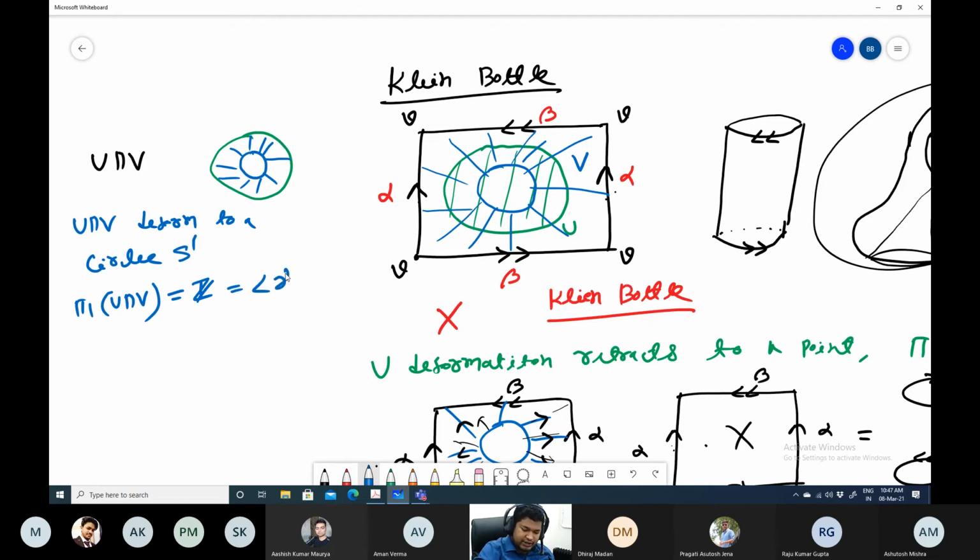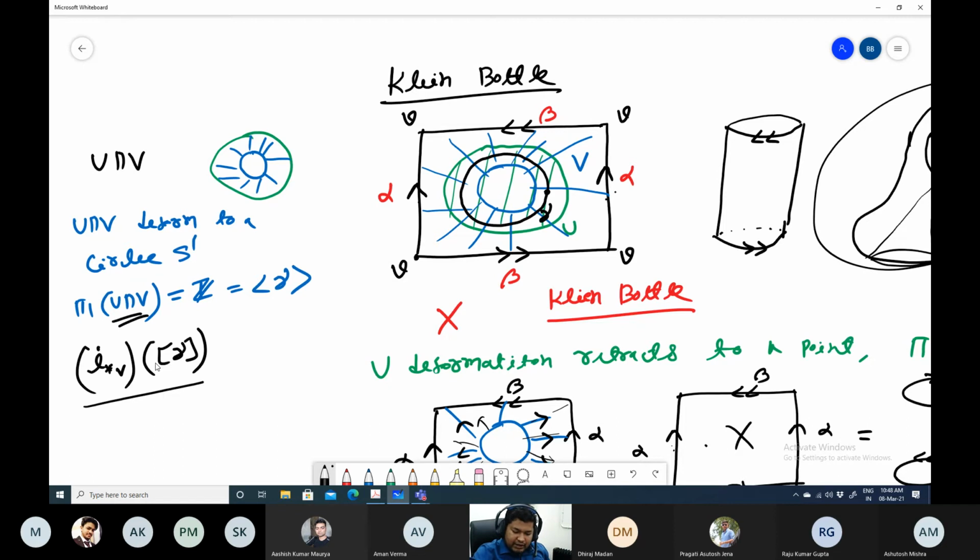So therefore, say this is generated by gamma, right? So that means this is your gamma in the circle. Okay, so this is gamma. Now tell me what is my i star v, that gamma. Now this is your gamma, gamma in U intersection V. Now what will be the image of that gamma in pi 1 of V?